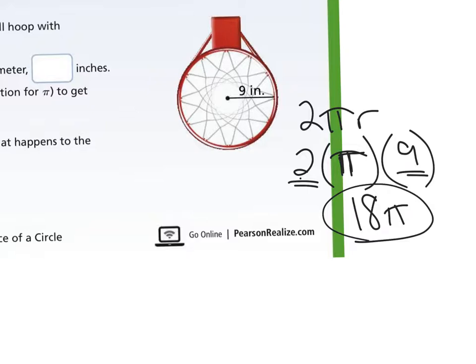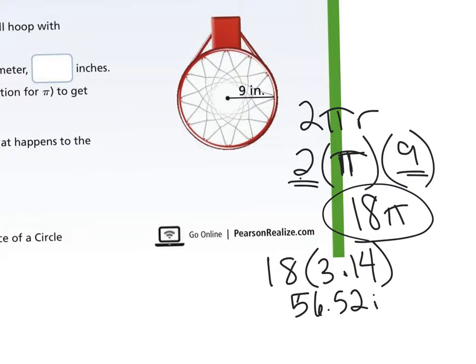All right, now if they want us to, let's say they said use 3.14 for pi, then we would substitute 3.14 and do 18 times 3.14. Again, this is approximate, it's not an exact answer, because this is rounding pi off a little bit. 56.52. Good. So 56.52 inches is the circumference of the basketball rim.